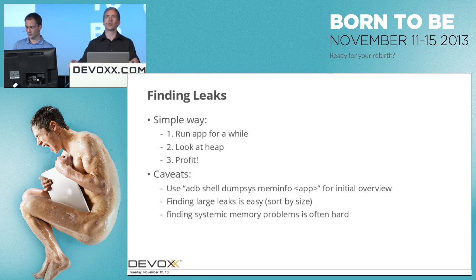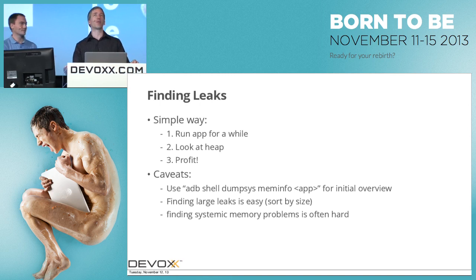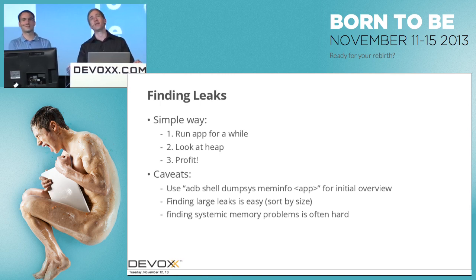So there's a general process that we use for finding leaks. You basically run the app for a while, and then you get a dump, and then you spend a long time looking at the output to try to figure it out. You can also take a look at meminfo, the stuff we were talking about before, to find out where some of the large problems are. Are we allocating a lot of stuff on the native level, or the Dalvik level, or are we leaking activities?